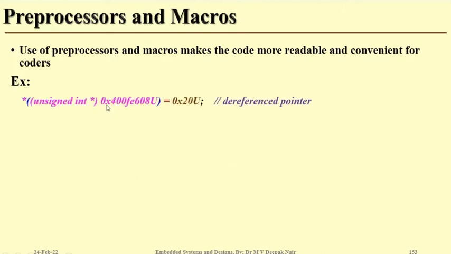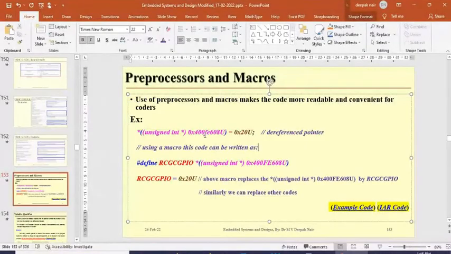So can you tell me why we are going to this address, 400FE608? What is this address? It's the address of RCGCGPIO. You can check if you have noted down these addresses. It won't be that difficult to cross-check. Okay, I can make it bold if you need, or caps on.